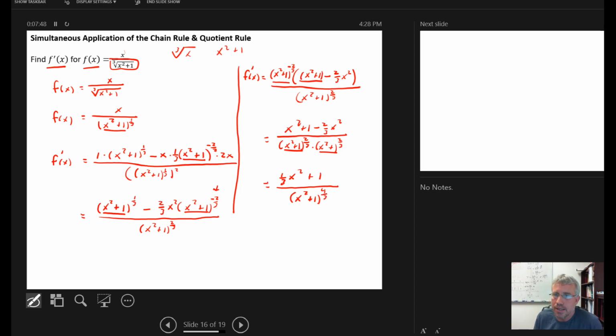And then I can clean things up here a little bit. I have this fractional exponent on the x squared, so if I just multiply by 3 over 3, which is equal to 1, I can clean things up a little bit and get rid of that fractional exponent. So 3 times 1/3 is 1. 3 times 1/3 x squared is 1 x squared, plus 3 times 1 is 3. So distribute the 3 into the numerator. And then I have a 3 times an x squared plus 1 to the 4/3 sitting in the denominator. And that's about as simplified and clean as we can make this.